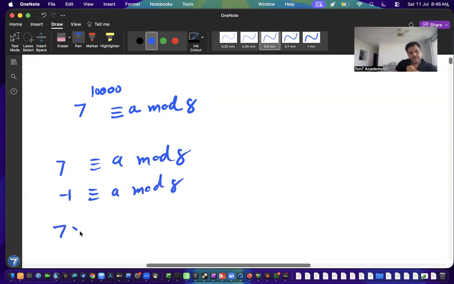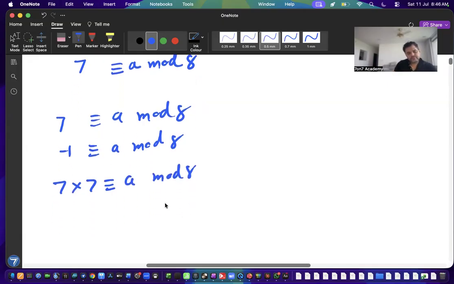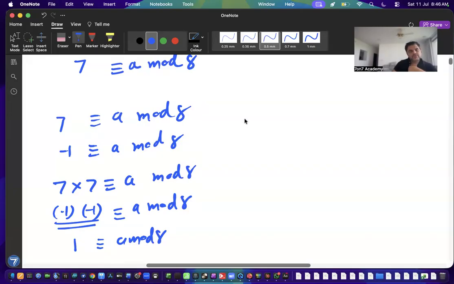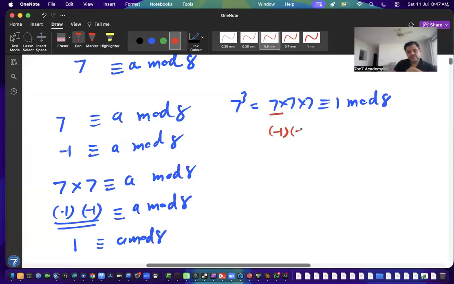If you multiply two sevens and you want to get the remainder, what is the remainder? This will give -1, this will also give -1. A mod 8, this one combined is what? 1. Yeah, A mod 8. Understand? So if I take 7 cube, what is it? 7 into 7 into 7, and that too is congruent to 1 mod 8. So this would give -1, this -1, this -1, and that would become -1.